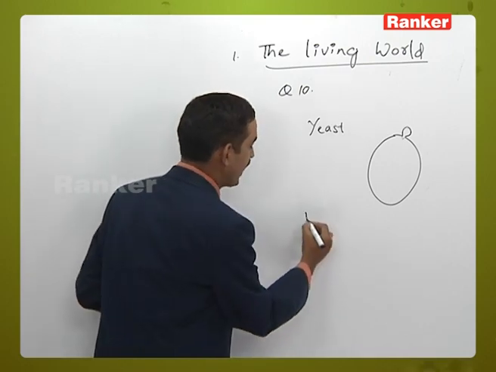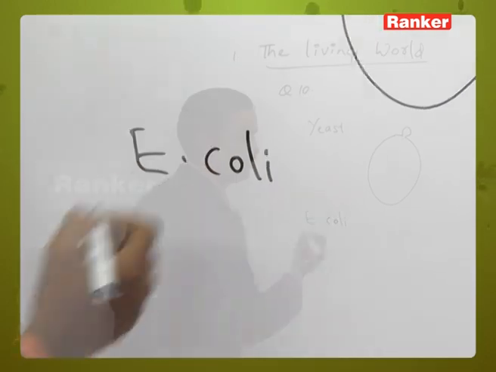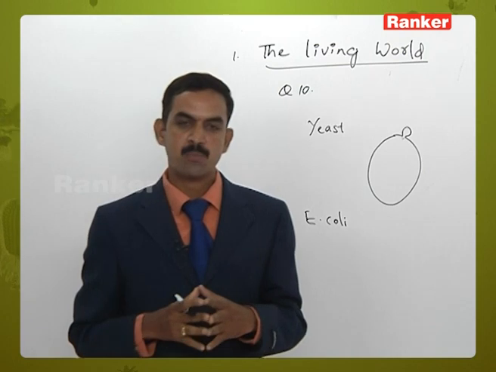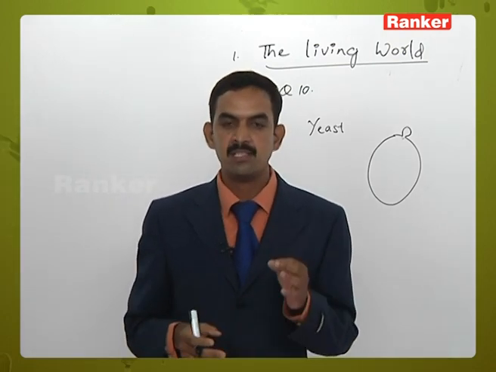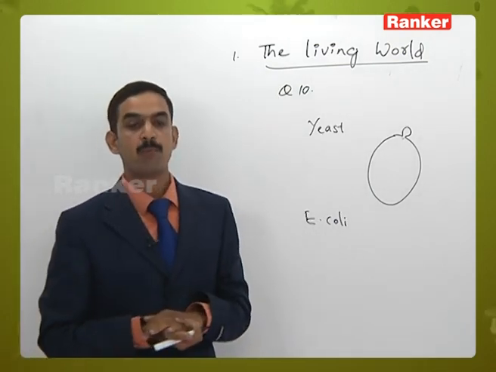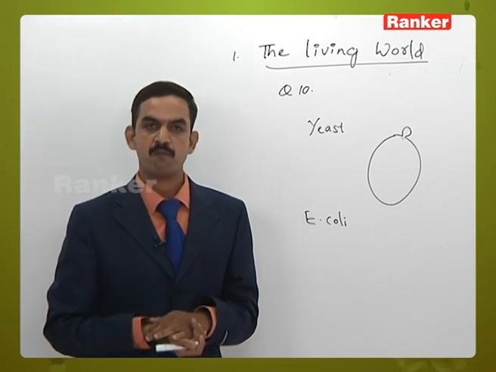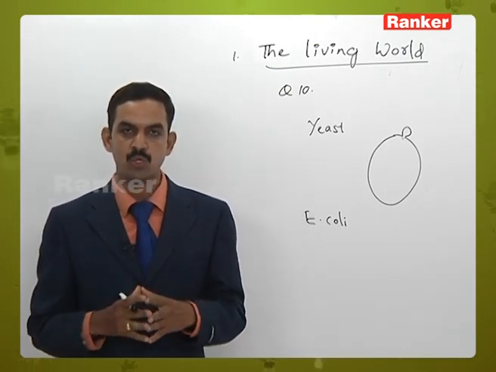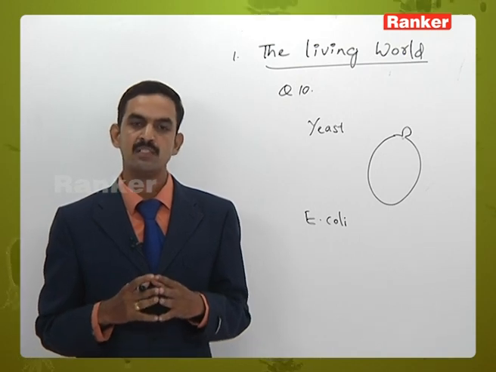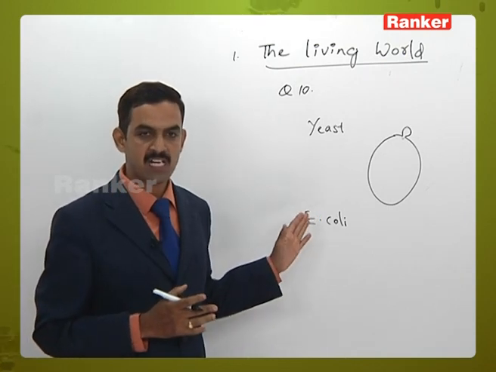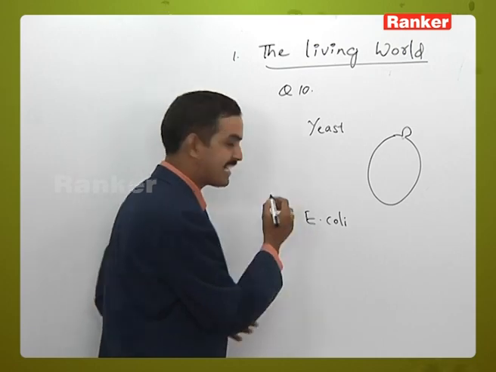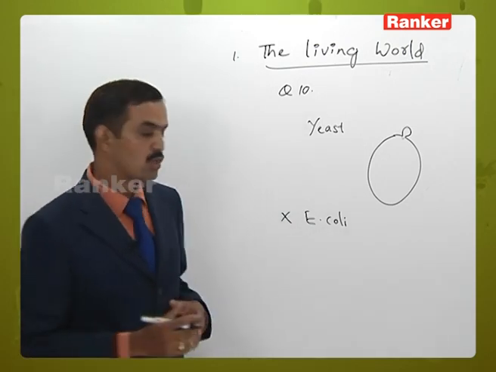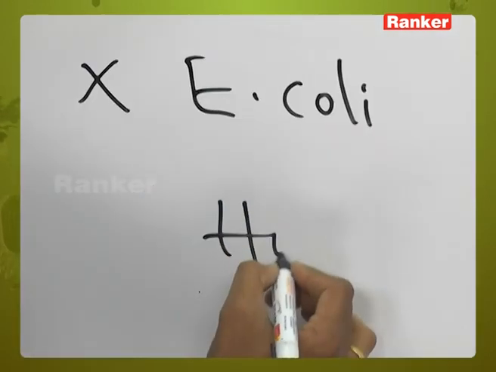Second one is E. coli. E. coli is a unicellular prokaryotic bacteria. This bacteria participates in binary fission, where the parent cell divides into 2 equal daughter cells. So that is called binary fission. So E. coli does not exhibit budding. Whereas the third option, hydra.